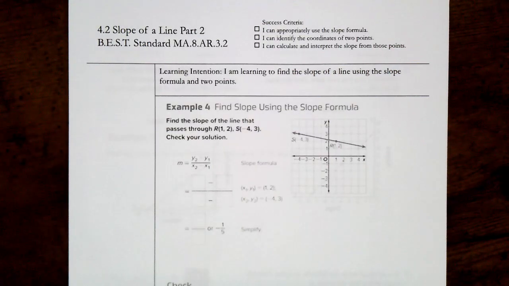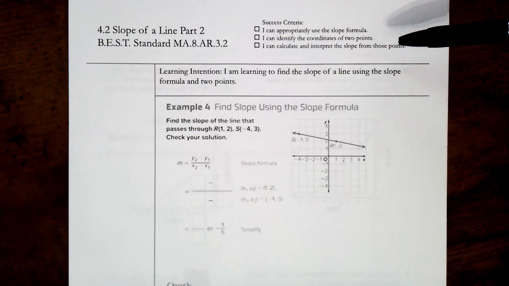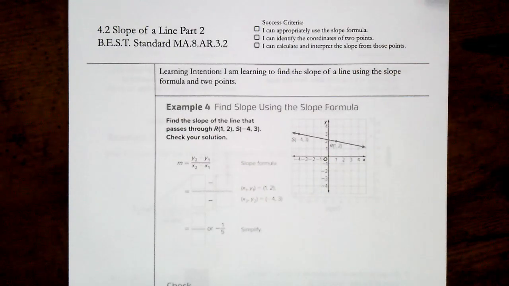We ended the last part of the section by using the slope formula given a table. Now we're going to do it from points. I can appropriately use the slope formula. I can identify the coordinates of 2 points, and I can calculate and interpret the slope from those points. So let's jump right into it.